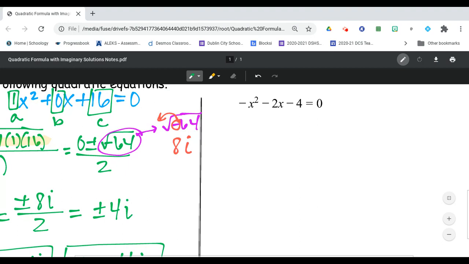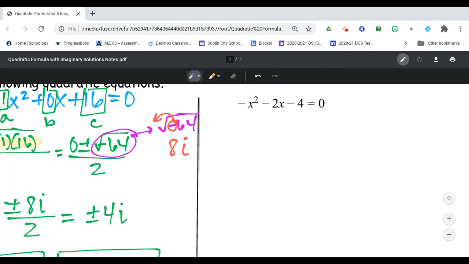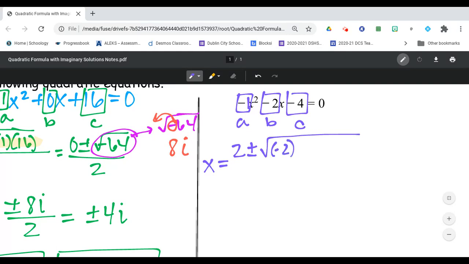Okay, last one here. I wanted to make sure I point out to you that in this case, you should notice that a is actually negative 1, b is negative 2, and c is negative 4. So when I plug into the quadratic formula, I'm going to say x equals negative b, which is going to become positive 2, plus or minus the square root of negative 2 squared minus 4ac, all over 2a.